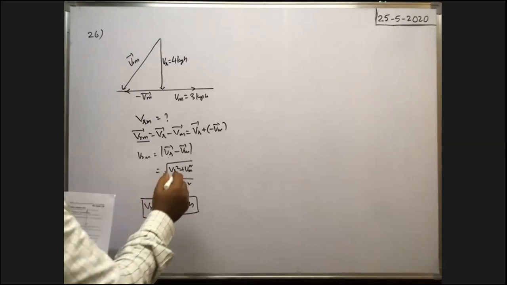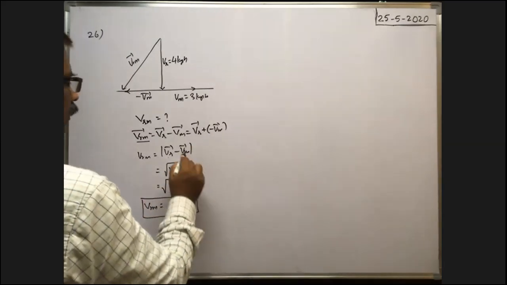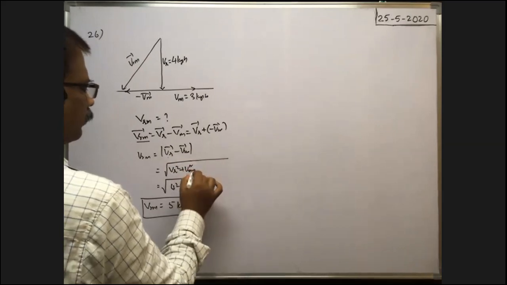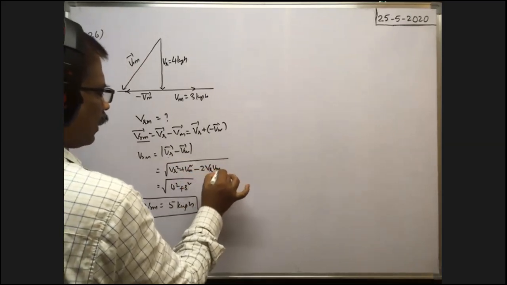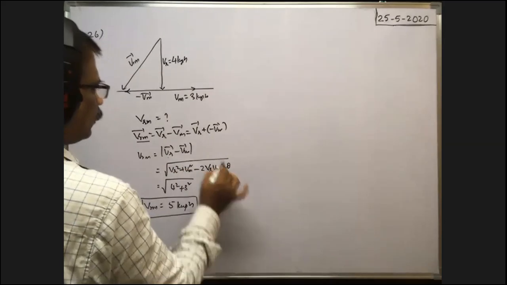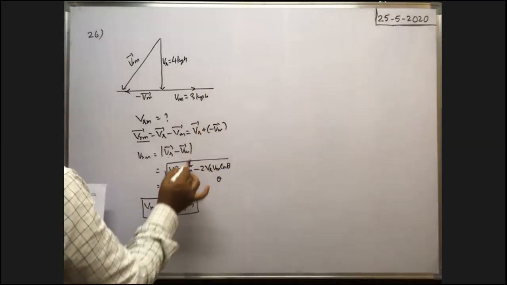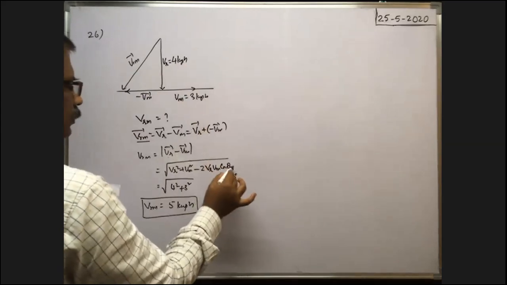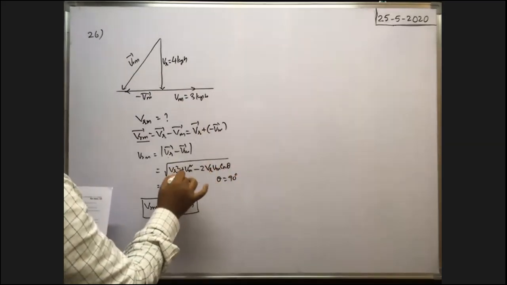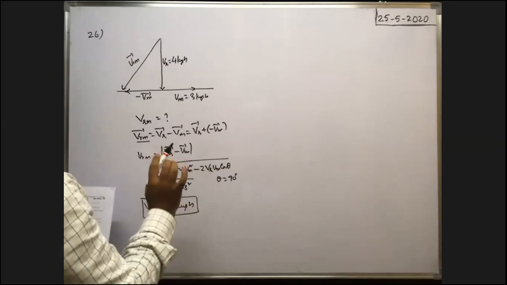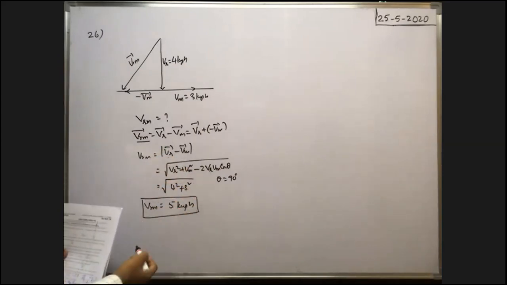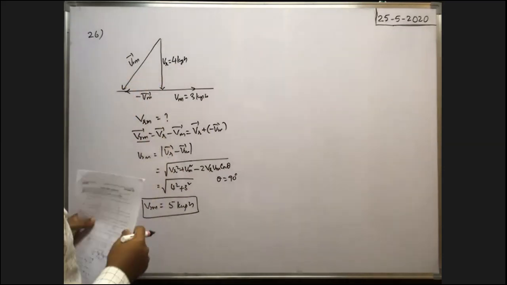So here the formula for the magnitude of this one is the square root of VR square plus VM square minus 2 VR VM cos theta. But theta is the angle between VR and VM. VR is in this direction, VM in this direction, which means theta is 90. When you substitute 90, this becomes 0. So the remaining is only VR square plus VM square. VR means 4, VM means 3. When you square, you will get the answer. So this is the relative velocity of rain with respect to man.